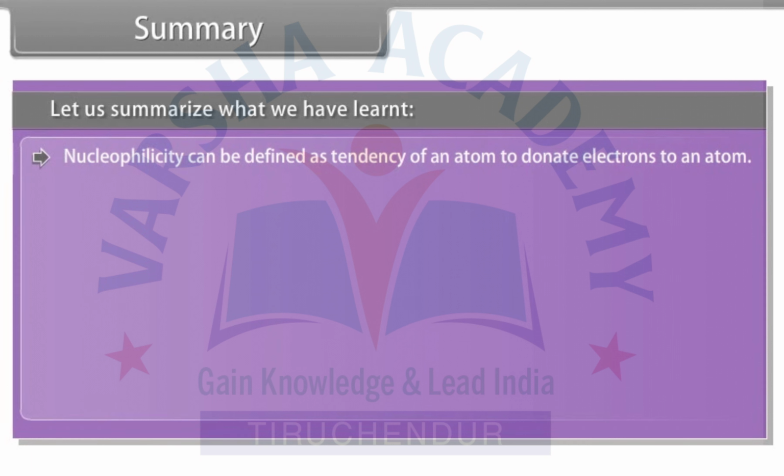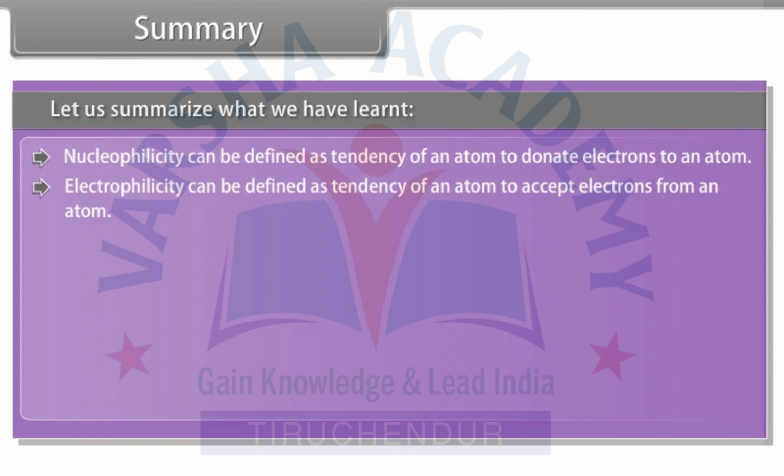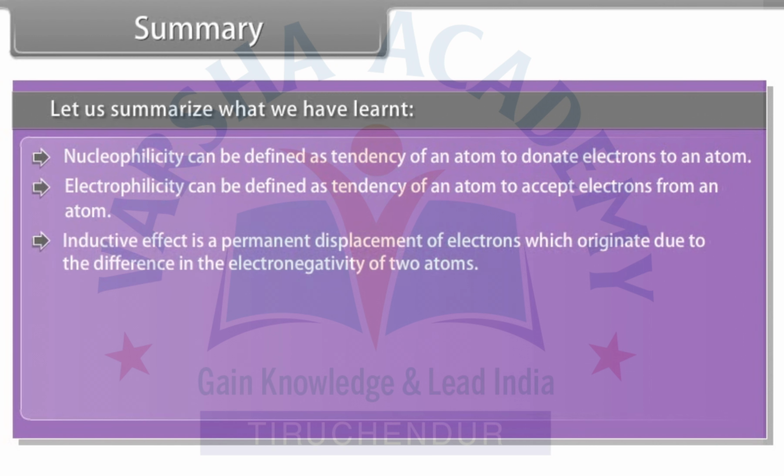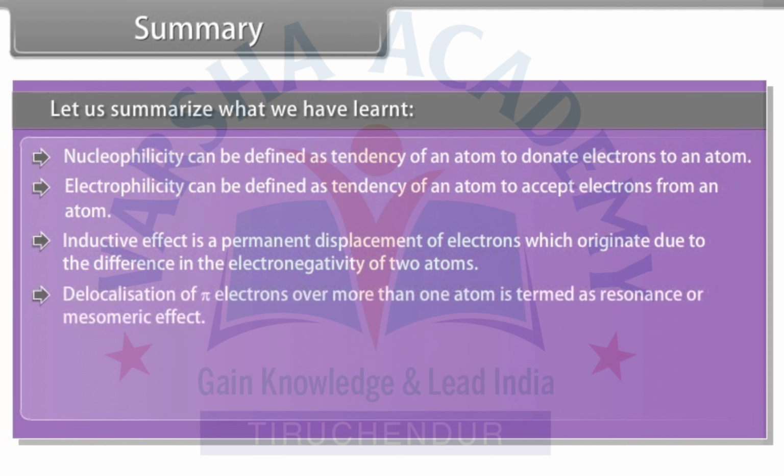Nucleophilicity can be defined as the tendency of an atom to donate electrons to an atom. Electrophilicity can be defined as the tendency of an atom to accept electrons from an atom. Inductive effect is a permanent displacement of electrons which originates due to the difference in the electronegativity of two atoms.